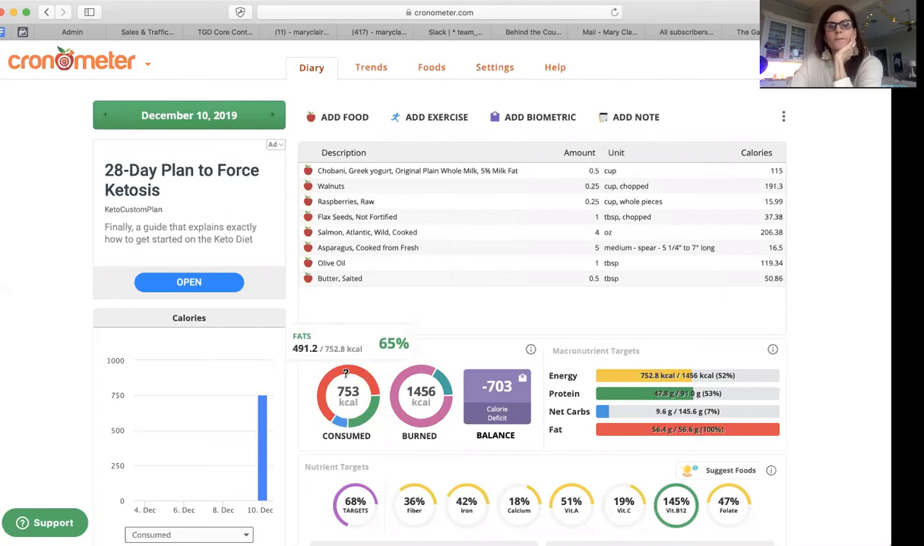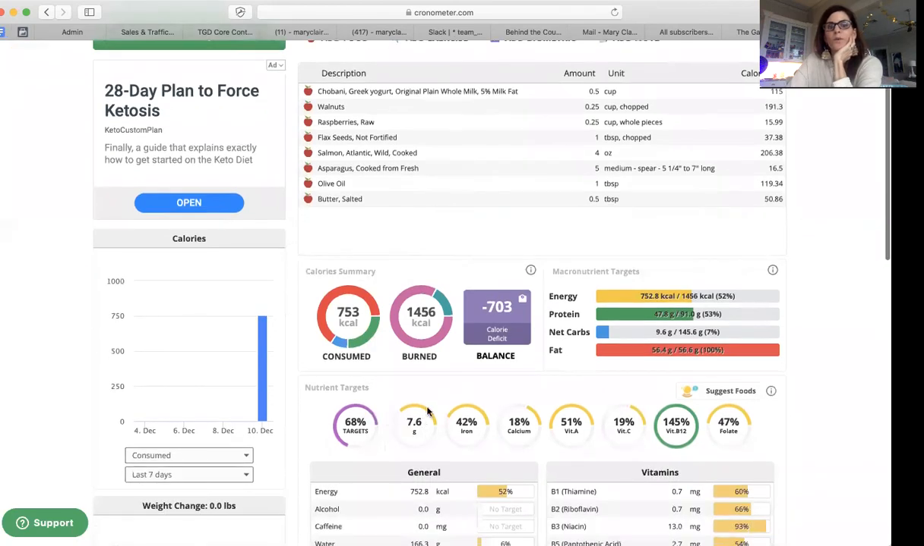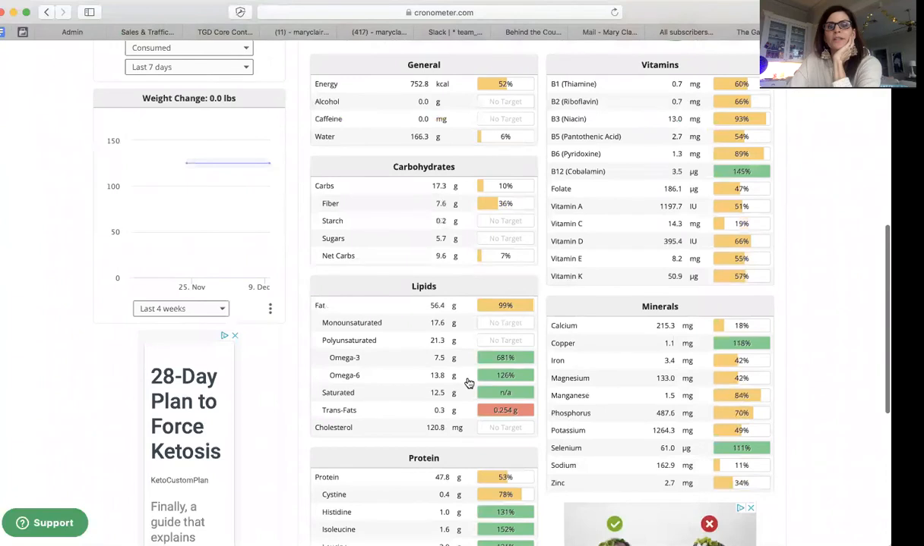So we've got 65% fat, 9% carbs, and 26% protein. Still doing really, really well. We've got 7.6 grams of fiber. We've got 3.4 grams of iron. You can look at all your micronutrients. And here, because we added in the extra salmon, our omega-3s went up. Now it's 2-to-1, which is still really, really good.